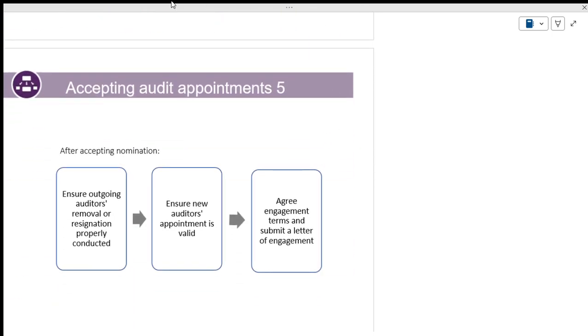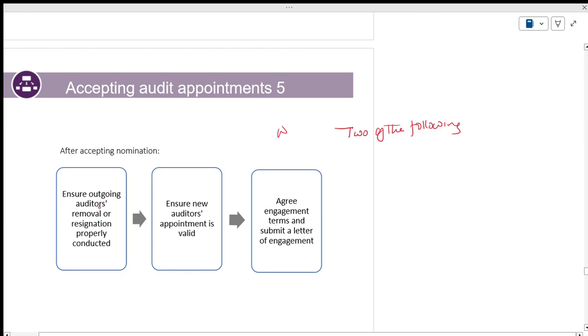This is only about acceptance, okay? In detail, after accepting, what do you have to do? See, why are we giving this much? In the examination, they will ask which two of the following. I am telling this from the examination point of view. They will give 1, 2, 3, 4, and we have to select which two.